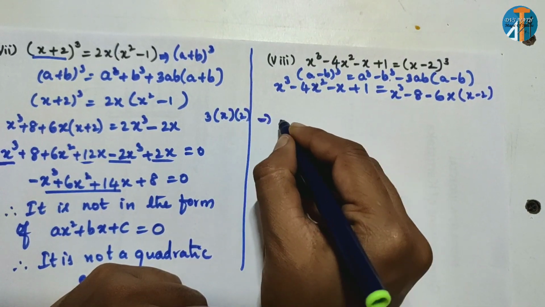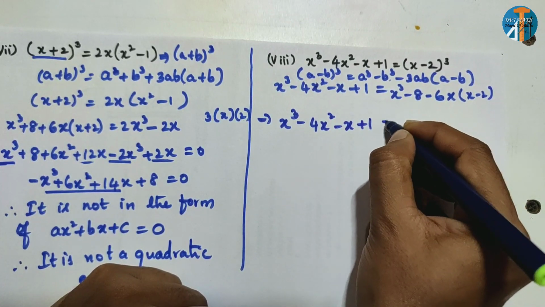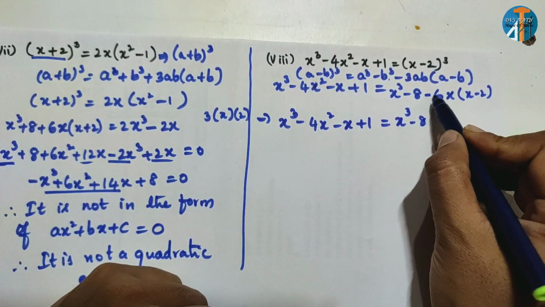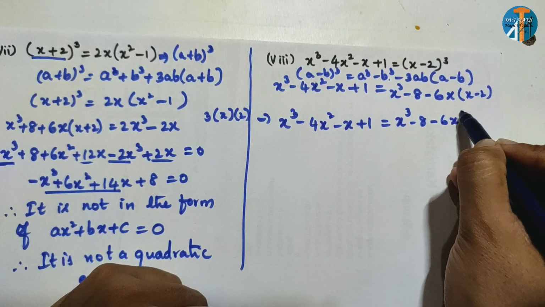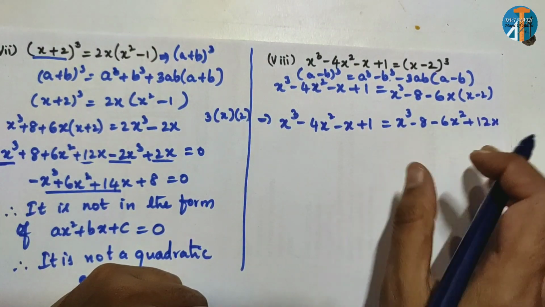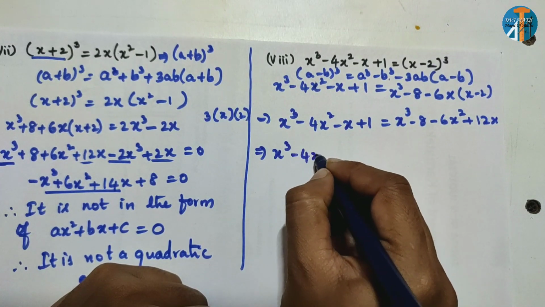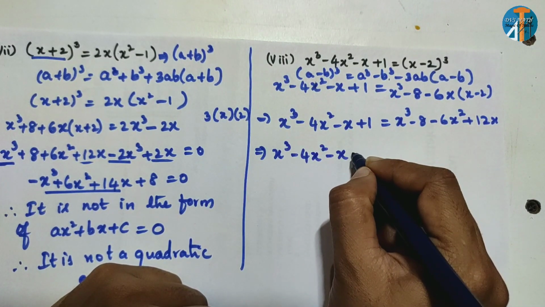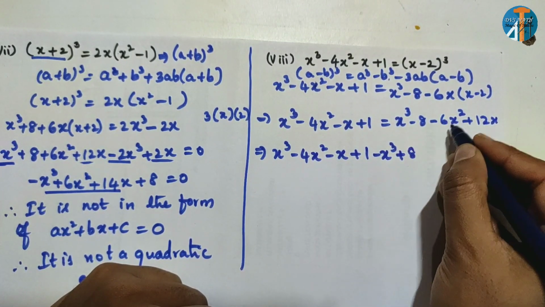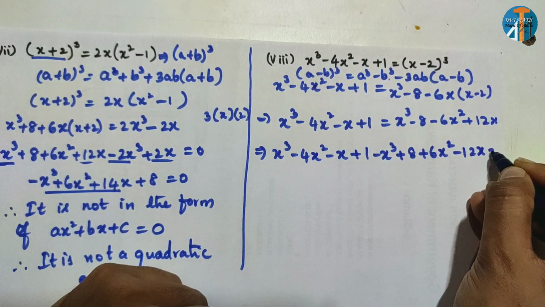Now let us copy the same thing. x cube minus 4x square minus x plus 1 is equal to x cube, minus 8, minus 6x into x which is minus 6x square, minus into minus is plus 6x into 2, which is 12x. Now let us bring everything to the LHS. So x cube minus 4x square minus x plus 1, minus x cube, plus 8, plus 6x square, and minus 12x is equal to 0.